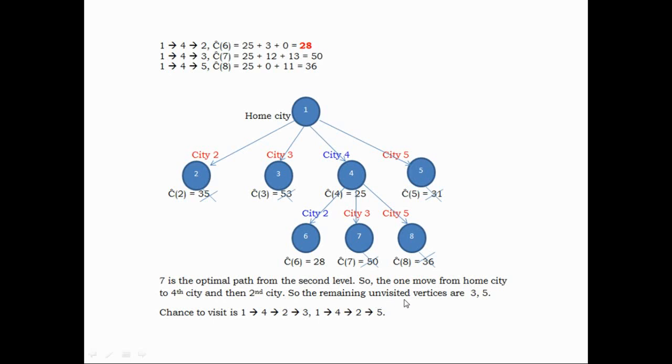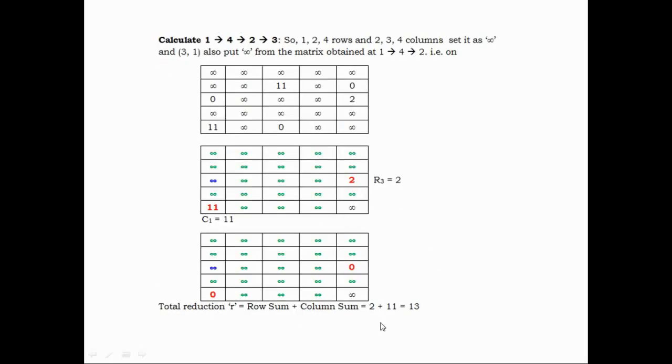So the remaining unvisited vertices are 3 and 5. That is, 1 to 4 to 2 as we moved. From 2, there is a chance to move either to 3 or 5. Now calculate 1 to 4 to 2 to 3. So here 1, 2, 4 rows and 2, 3, 4 columns, set it as infinity, and 3 1 also put infinity.